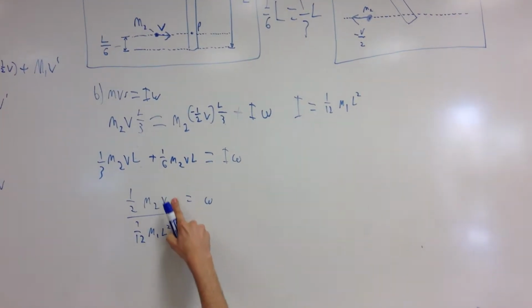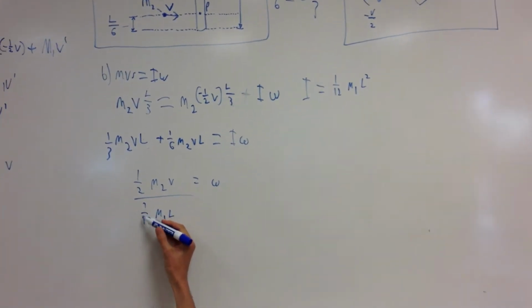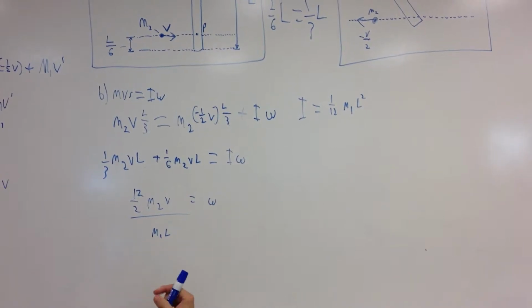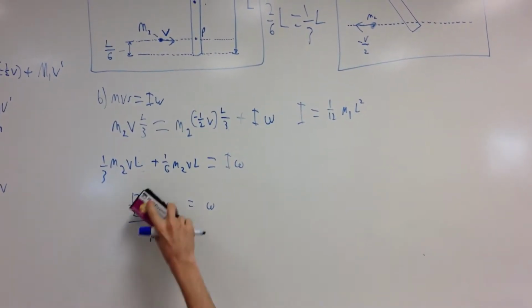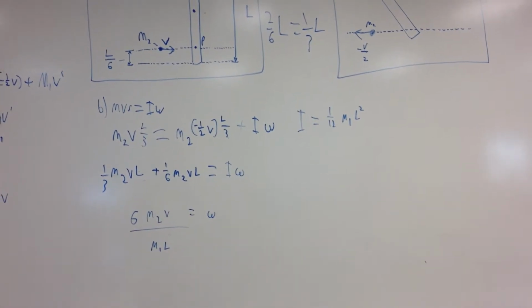So the L is going to cancel out here and get rid of the squared. I'm going to move my 1/12 to the top. And then 12/2 is going to reduce down to 6, which should be your answer.